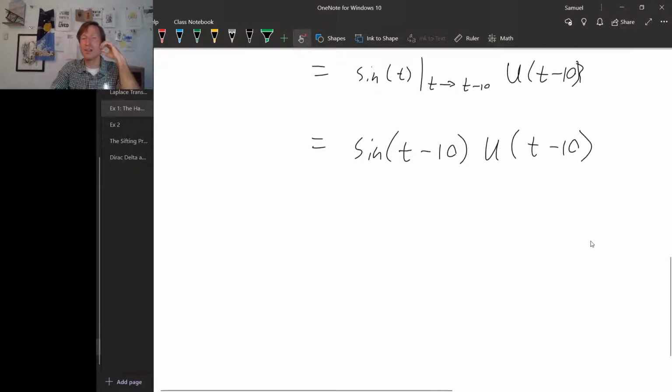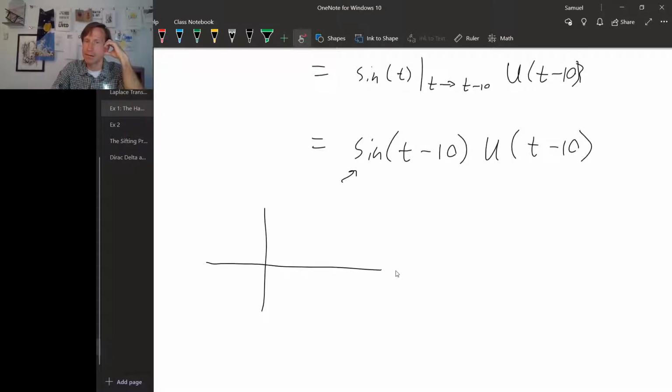Well, first of all, it does look like a sine. If it weren't shifted, this sine would look like this.